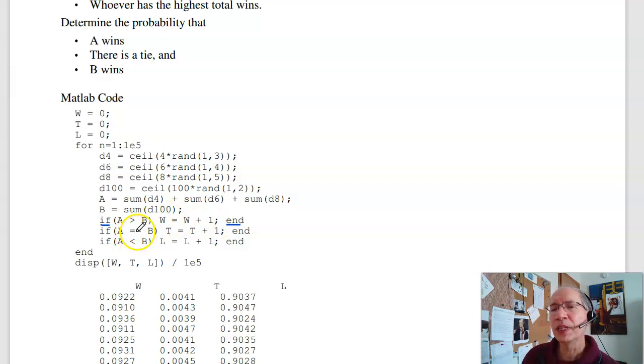Also, for equals, double equals is compare, single equals is assign. So this is assign the number 0 to W. This is compare A to B. A and B stay unchanged, I just compare, true or false.